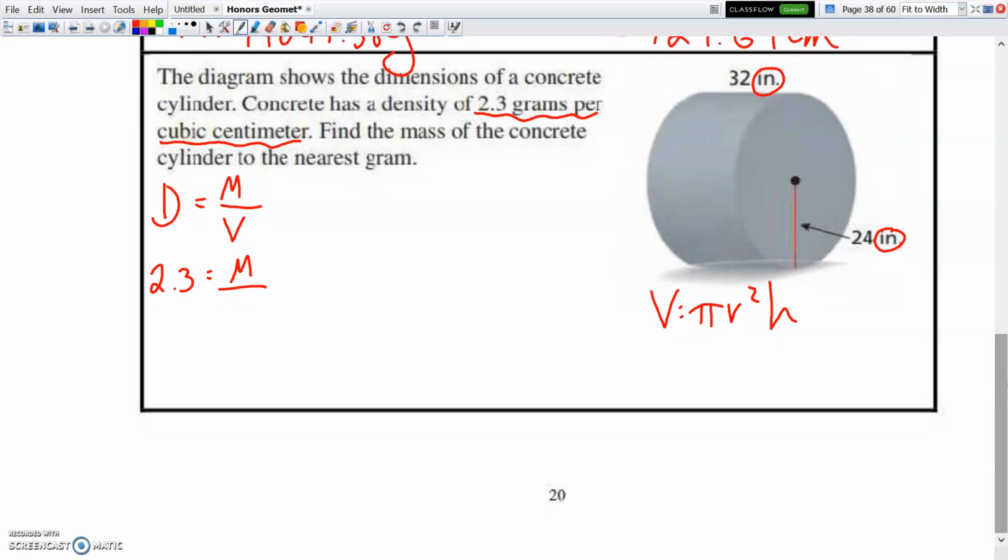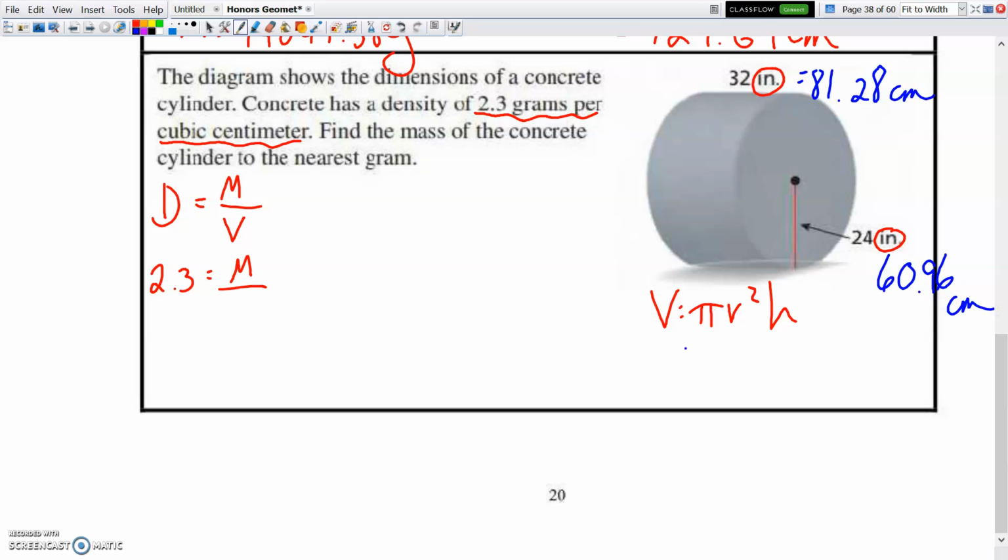So 32 times 2.54, oops, typed it in wrong. It's going to give us 81.28, and this is centimeters. And then 24 times 2.54, it's going to equal 60.96.